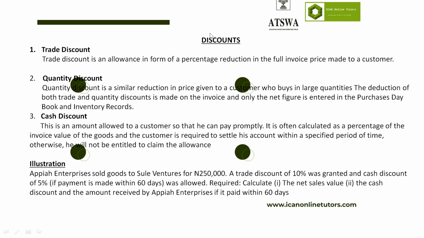But cash discount is entirely different. Cash discount is just to encourage prompt payments. If you make a payment within so many days, I'm going to give you a certain discount. Cash discount doesn't take into consideration how much quantity you buy. Trade discount and quantity discount take into consideration how many cartons or units of this particular item you buy. But cash discount is just to encourage you to pay as soon as possible. If you pay within a certain number of days, there's going to be a discount given to you.